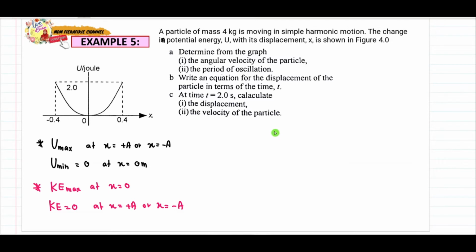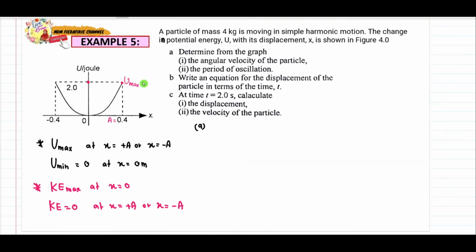Boleh? Okay. So, let's try to answer question A. Alright. So, determine from the graph the angular velocity of the particle. So, we want to determine the angular velocity of the particle, which is omega. So, daripada graf ini, saya tahu ini adalah A. And this is the value, here is 2 joule. So, this is U maximum.